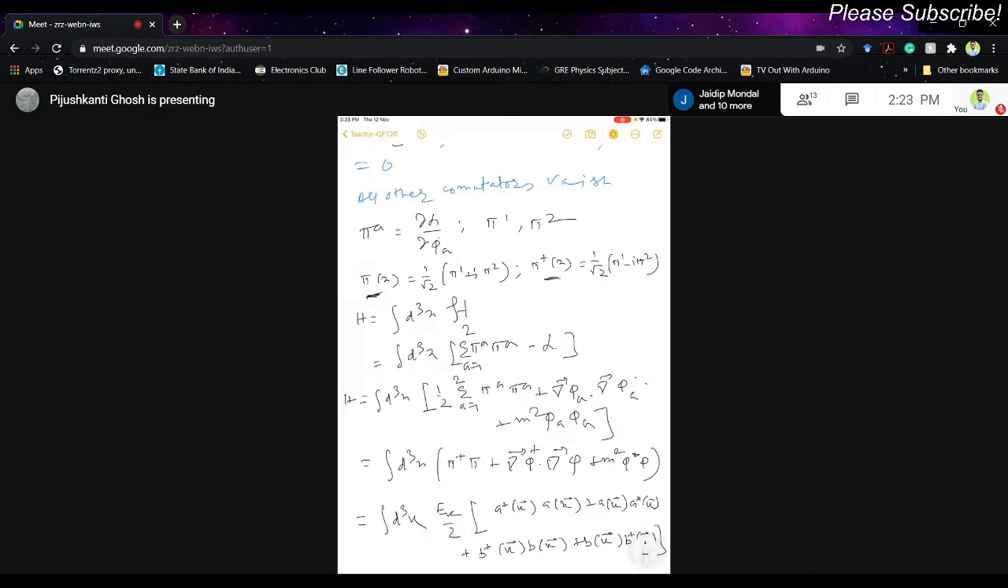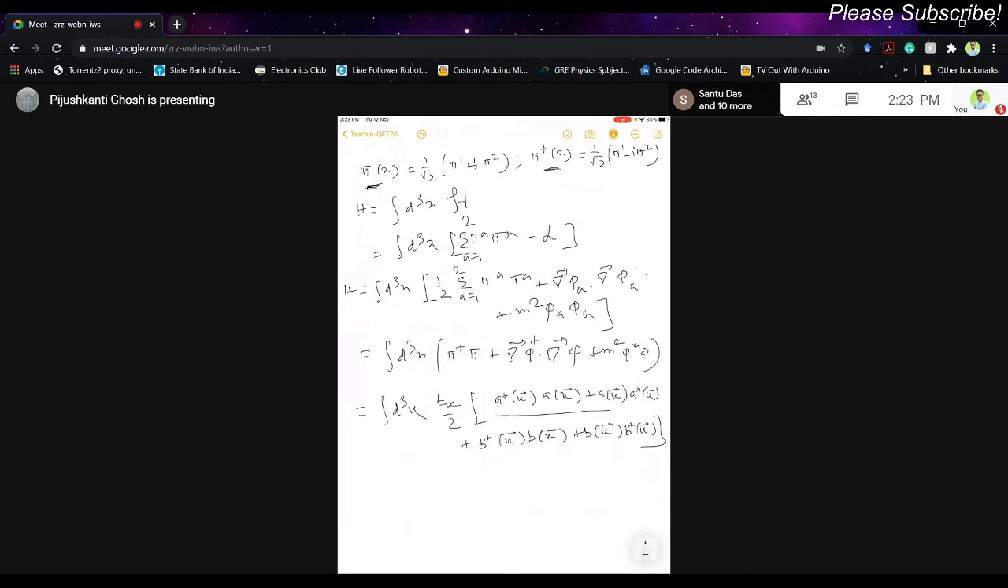So a is equal to 1. What do you get? You get pi 1 plus grad phi 1 dot grad phi 1 plus m square phi 1. How to express it in terms of a dagger a, that we did yesterday. For a is equal to 1, the summation a is equal to 1, two terms. Now similarly, you do it.